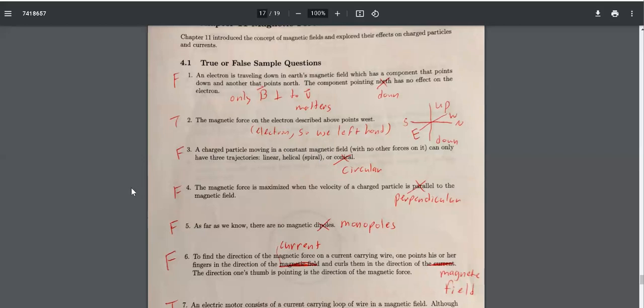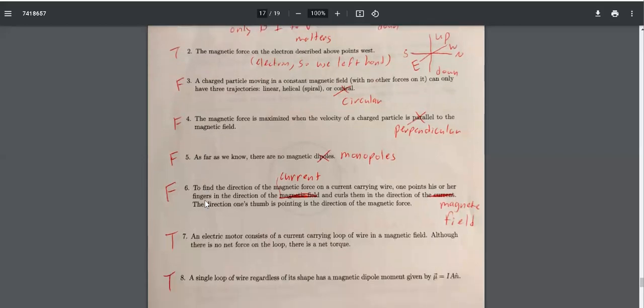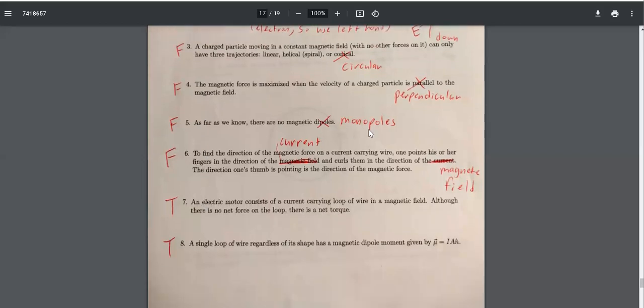Okay. The magnetic force is maximized when the velocity is perpendicular to the magnetic field. Just talked about that. And as far as we know, there are no magnetic monopoles. Remember, you can't have a north pole without a south pole or a south pole without a north pole. So mono means one. We can't have just one of those. So there are no magnetic monopoles. Once again, at least as far as we know, maybe they exist somewhere.